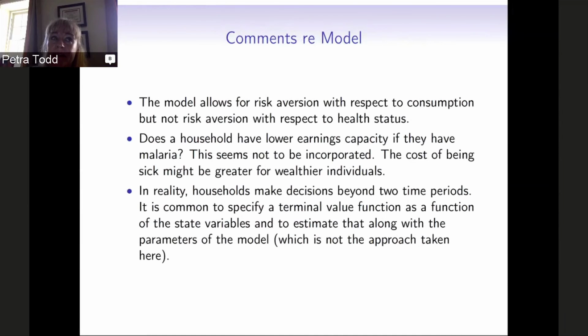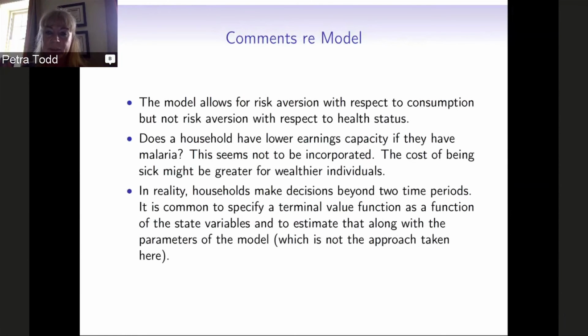And then in the model, I don't think that malaria affects earnings capacity. There doesn't seem to be any cost of having malaria other than this utility cost, but it could be that wealthier individuals would invest more in prevention because the cost to them of being sick is higher. And then in reality, of course, the model doesn't end after 4 periods. And normally people would specify a terminal value function, but it wasn't done here in this paper.